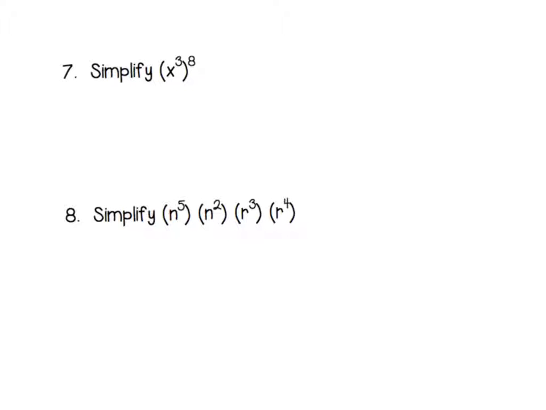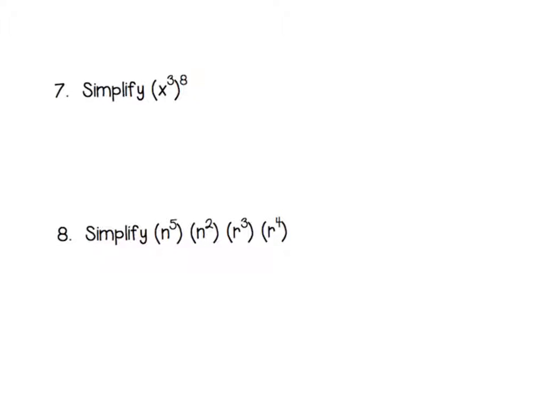For problem 7, we have the quantity x cubed raised to the 8th power. To simplify this, all we need to do is multiply our exponents. So x, and then we have 3 times 8, and this simplified is x to the 24th power.